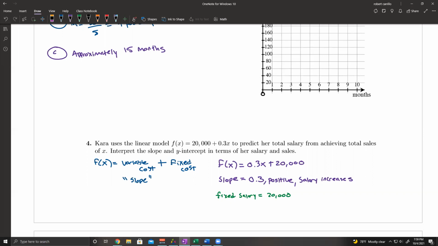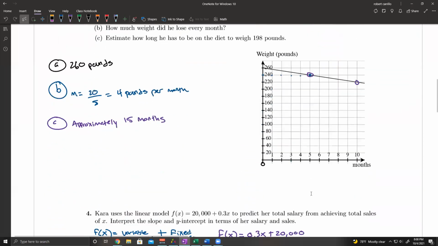So no matter what, if Kara doesn't make any sales at all, she will make a $20,000 salary. So that is your fixed cost, your fixed amount. Okay. I guess I could just leave it like that. That's fine. So the slope, oh, and I guess, yes, this is also the y-intercept. Okay, cool. So any questions on this page?